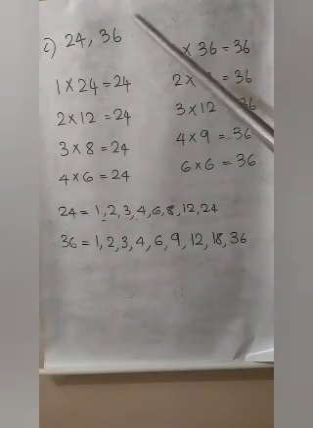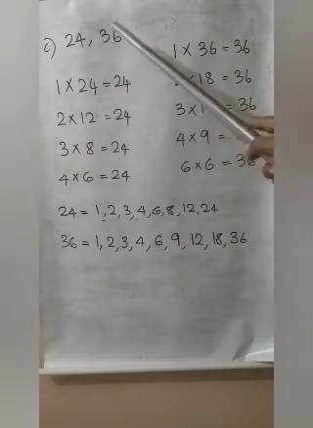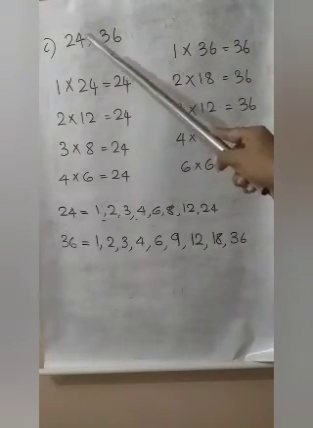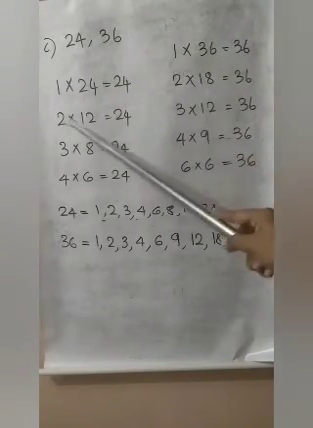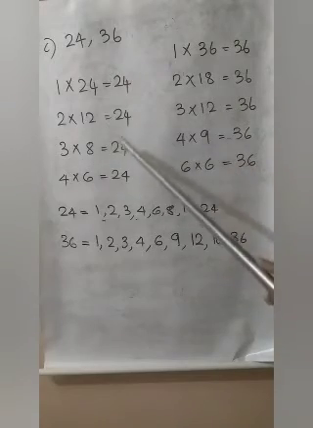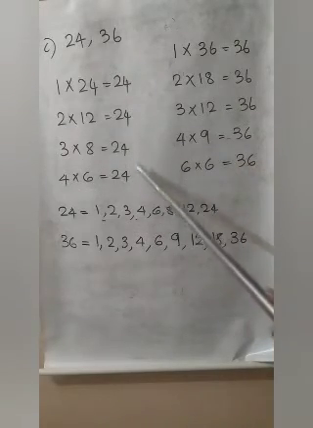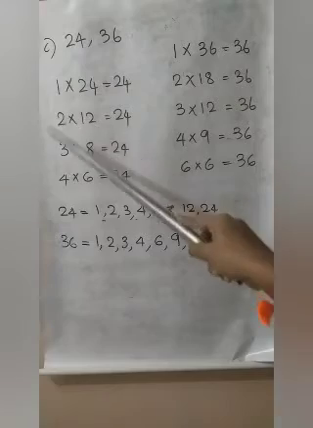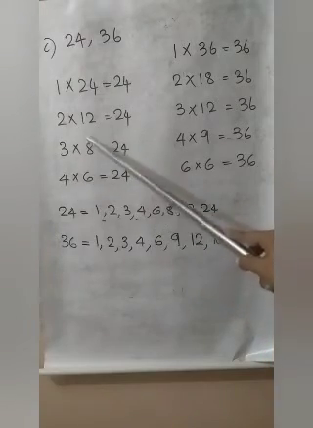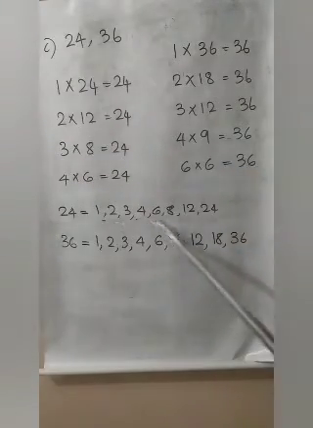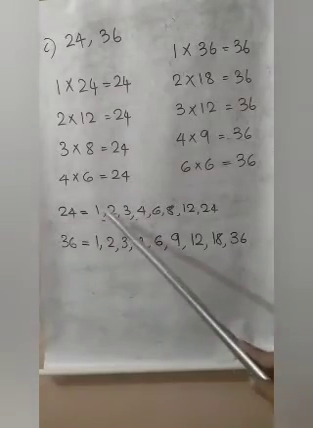Next example, find the HCF of 24 and 36. First we are listing out the factors of 24 and 36. The factors of 24 are 1 into 24, 2 into 12, 3 into 8, 4 into 6. So we get the factors 1, 2, 3, 4, 6, 8, 12, 24.